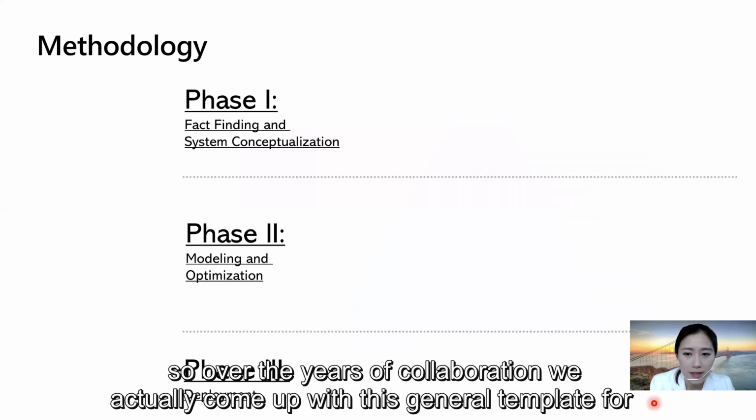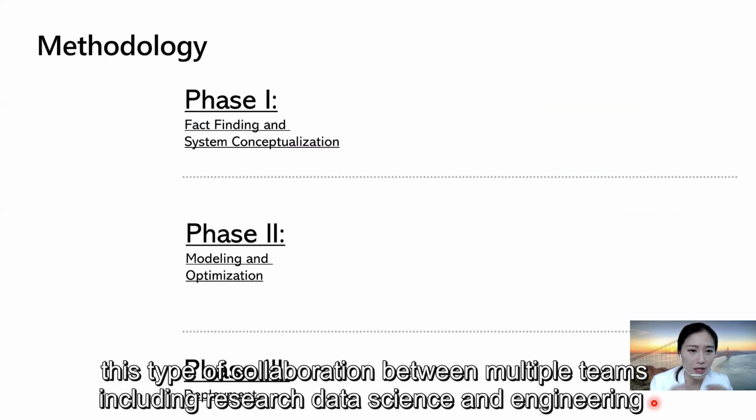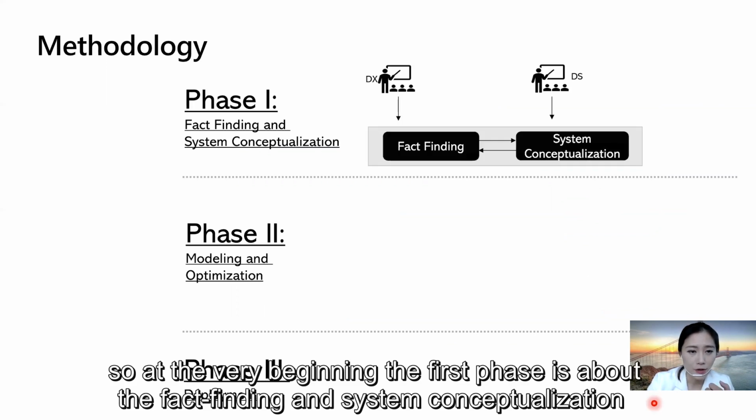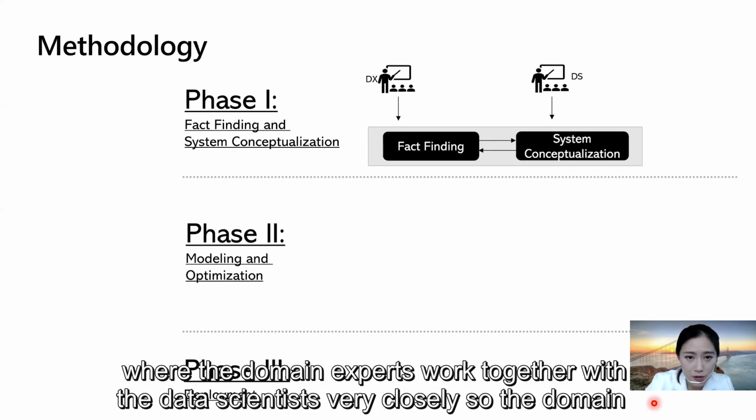So over the years of collaboration, we came up with this general template for collaboration between multiple teams, including research, data science, and engineering. At the very beginning, the first phase is about fact-finding and system conceptualization, where the domain experts work together with the data scientists very closely.